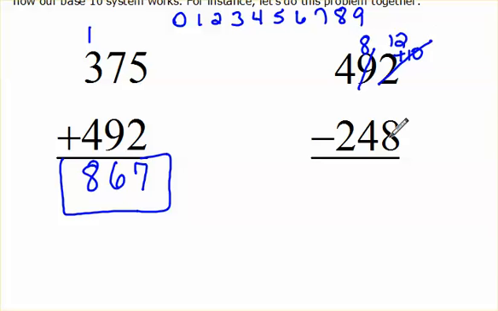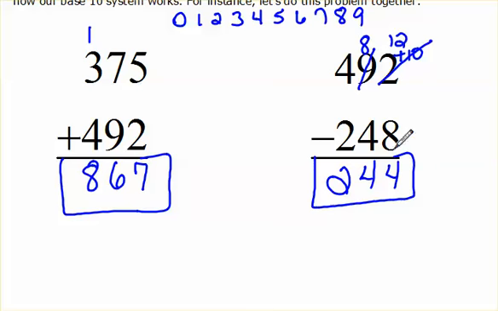Now we can take 8 singles away from 12 singles, and that would leave us with 4. Moving over to the next column, we can take 4 from 8, and that would be 4. And we can take 2 from 4, and that would be 2. So our answer would be 244.